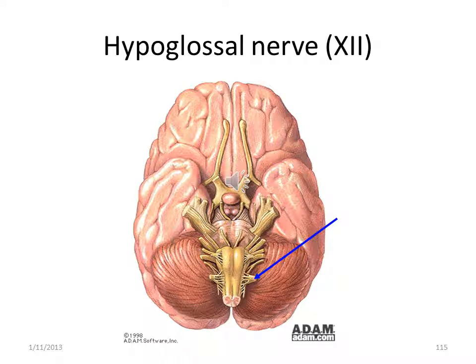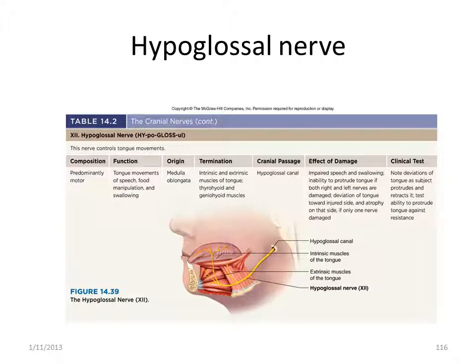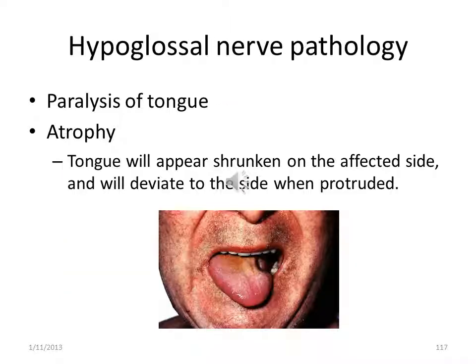The hypoglossal nerve is shown by the blue arrow on this slide. The hypoglossal nerve innervates all of the muscles of the tongue, so damage to this nerve on one side will cause the tongue to be paralyzed and atrophied on that side. And you can see in this slide that this person is sticking his tongue out, and it is deviating to the affected side, and you can also see that there's significant wasting of the tongue on his left side.